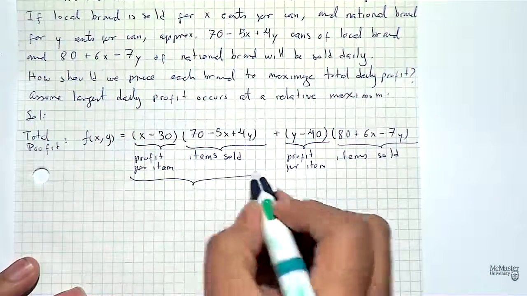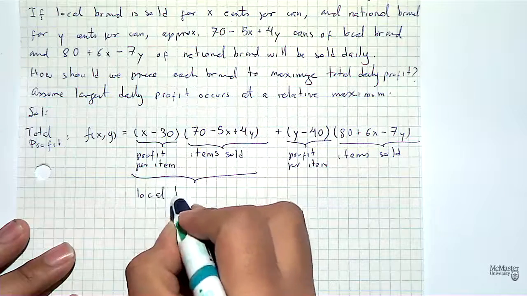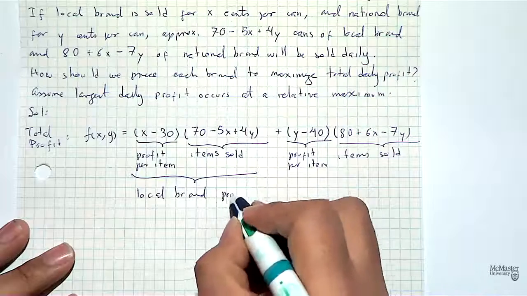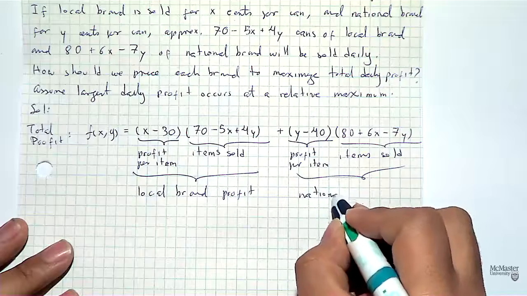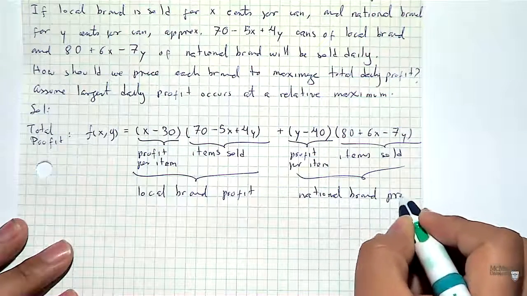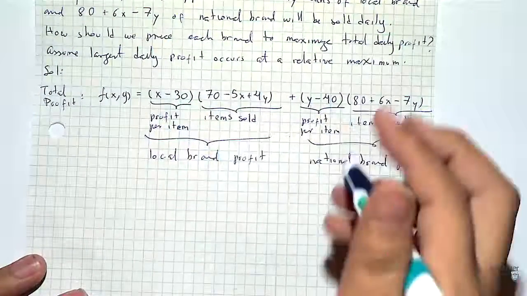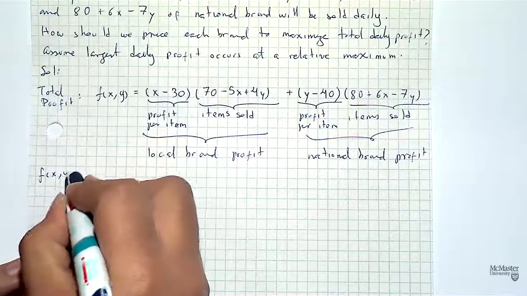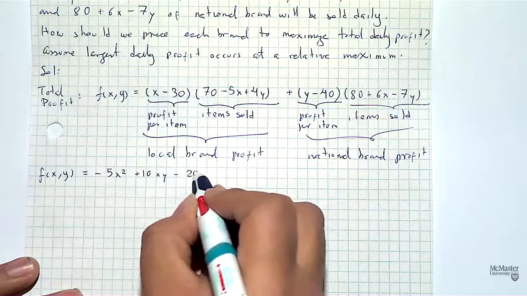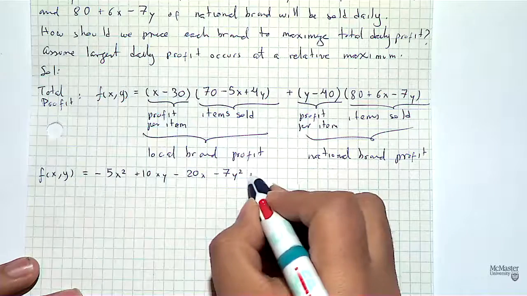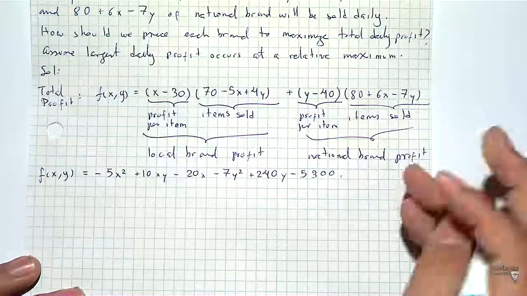And, well, of course, at this point you already know what's going on. This is the profit obtained from the local brand, and this is the profit obtained from the national brand. If I do the algebra and the computation for these two plus addition, the actual function that I would obtain is the following: minus 5x squared plus 10xy minus 20x minus 7y squared plus 240y minus 5,300. So I will let you verify that.